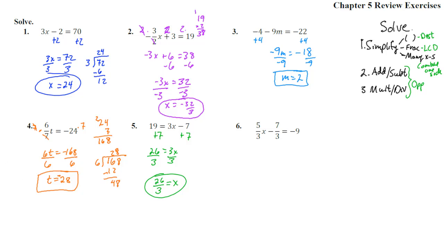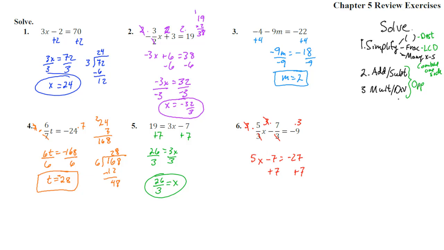And the last one. Do we have any parentheses? No. Do we have any fractions? Yes. Let's multiply through by that least common denominator of 3. That guy cancels and we're left with 5x. There we go. That guy cancels and we're left with just a negative 7. And then that is negative 27. Add 7 to both sides.